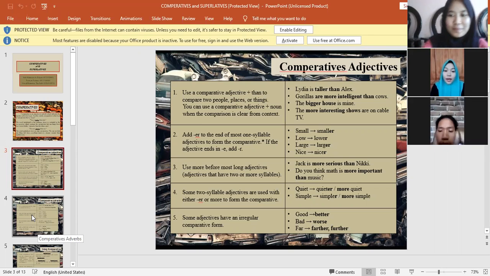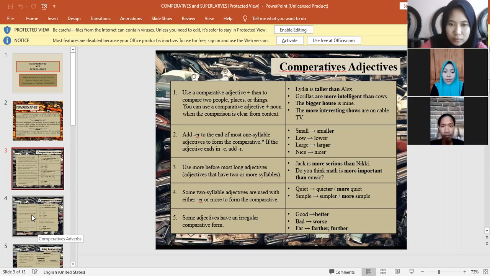Second is, add "er" to the end of most one-syllable adjectives to form the comparative. If the adjective ends in "e," add only "r." For example, small becomes smaller, low becomes lower, large becomes larger, nice becomes nicer.